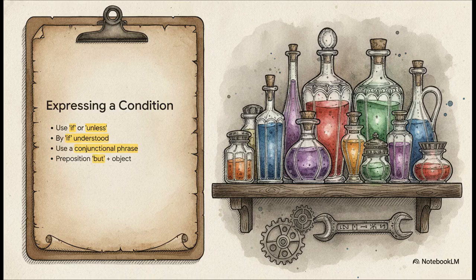Next up in our toolkit, we've got the mechanics of expressing a condition. Think of these 4 bullet points as your ultimate checklist for building tension or setting ground rules. In a sentence, you can be totally straightforward and just use if or unless. Or you can make it kind of stealthy by leaving the if understood, like saying, had he told me the truth. Or you could even use a preposition like but, followed by an object phrase, something like, but for my help, he would not have succeeded. Each of these choices gives a totally distinct flavor to what you're writing.